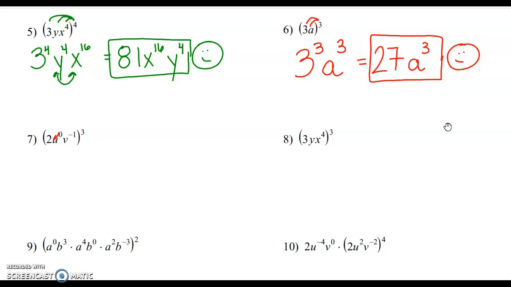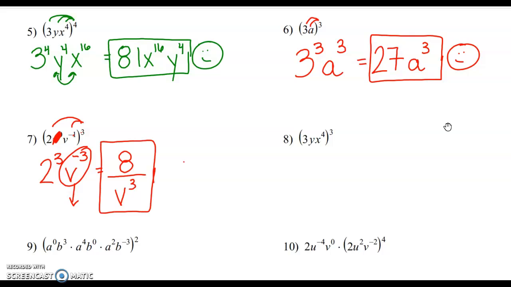Number 7, I see a power of 0. First thing I'm going to do is get rid of that, right? Anything to the power of 0 is 1, which doesn't do anything. So now I have 2 places to bring the power of 3. So I have 2 to the power of 3. v to the power of negative 1 times 3 is negative 3. Well, 2 to the power of 3 is 8. v to the negative 3, I'd have to move to the bottom to become v to the positive 3. We have 8 over v to the 3rd.